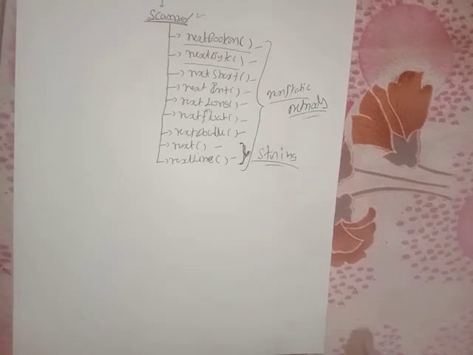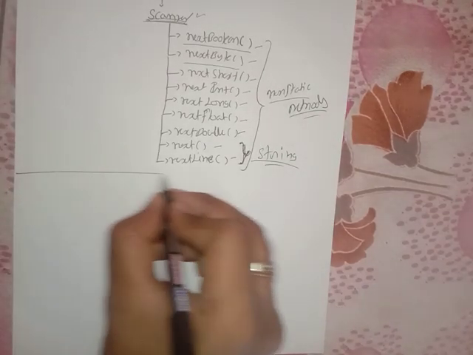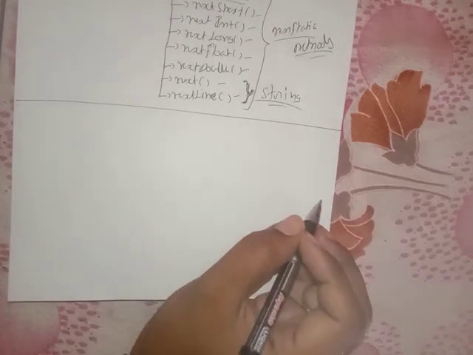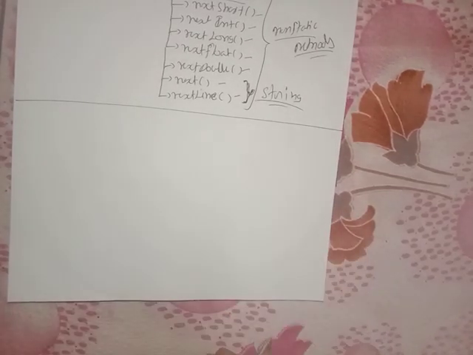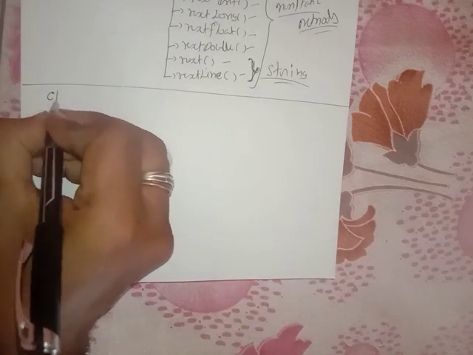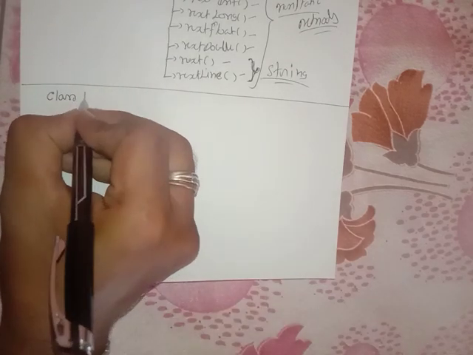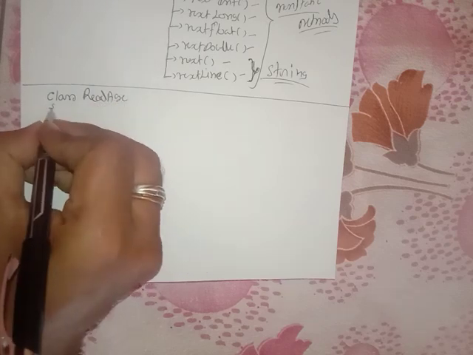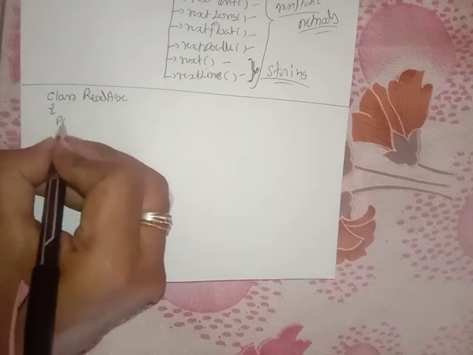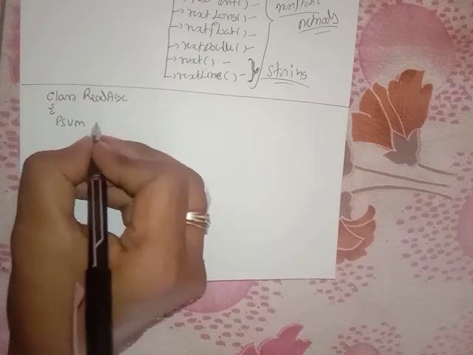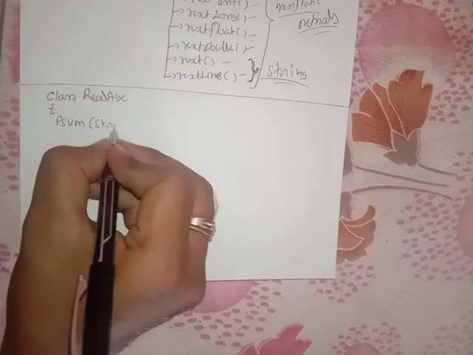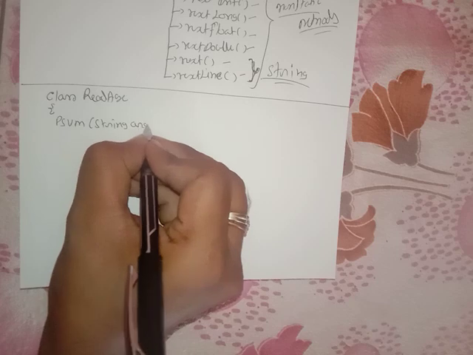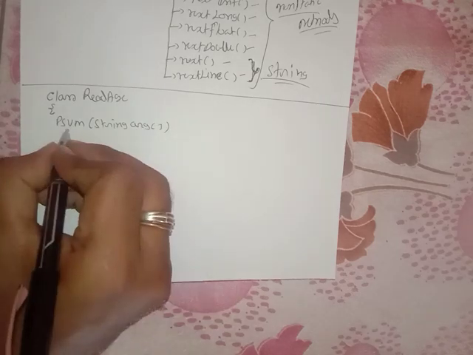Now I'm going to explain with one example. I want to read my age from the user. For that, I am going to write one program. Here I am giving the class name ReadAge. Everything should be inside a method. public static void main, with a String array as an argument.